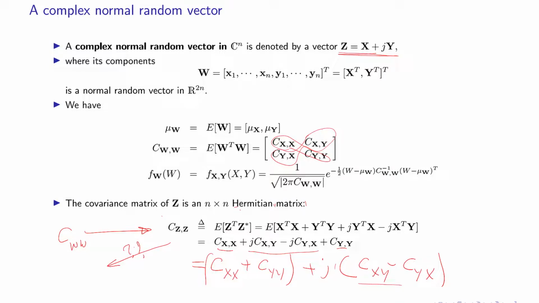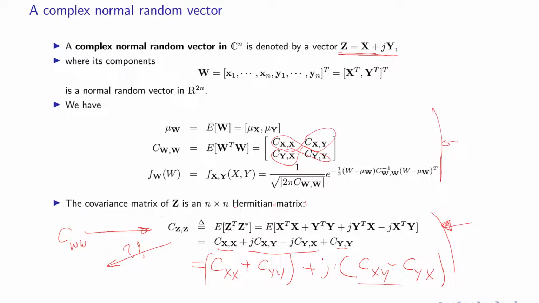Okay, so from the complex covariance matrix, you may not necessarily be able to calculate CWW. And this is why there is less information in the complex form than in this distribution. So it is not advisable to use the joint distribution in a complex form. It's better to work with this one.